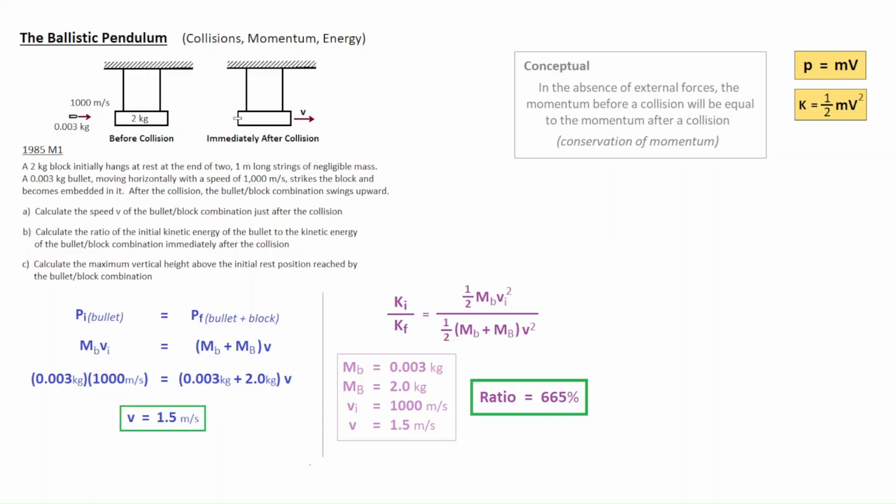Lastly, let's attack question C. I'll add in a third picture as a visual. We are looking for the maximum vertical height above the initial rest position that is reached by the bullet block combination. So this red line will represent a visual for the height the block started at. You can see that after the bullet hit it, it has swung up to this new height. I'll call that h, and that's what we're solving for.